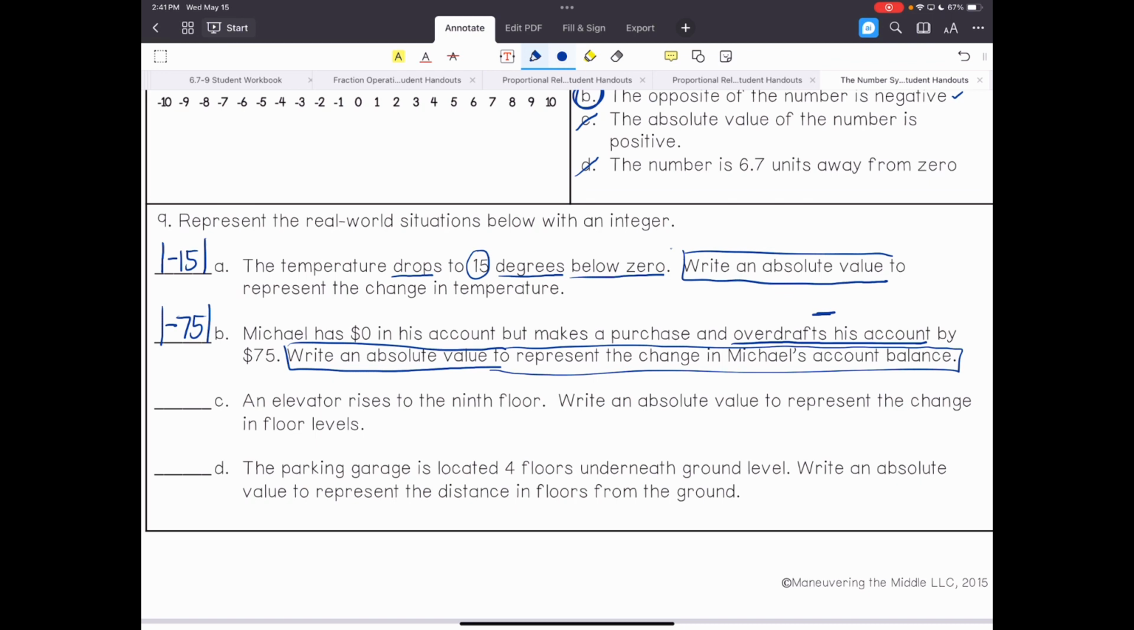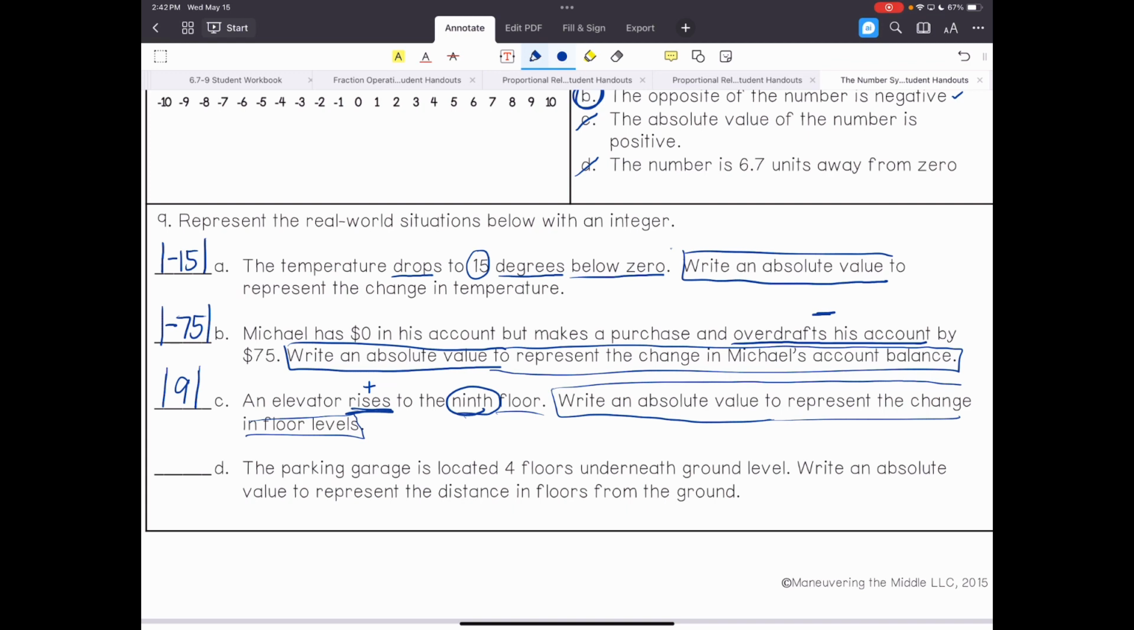An elevator rises to the 9th floor. Rises means positive, to go up to the 9th floor. Write an absolute value to represent the change in the floor levels. So there was a change of 9 levels, the absolute value from 0, 9 levels.